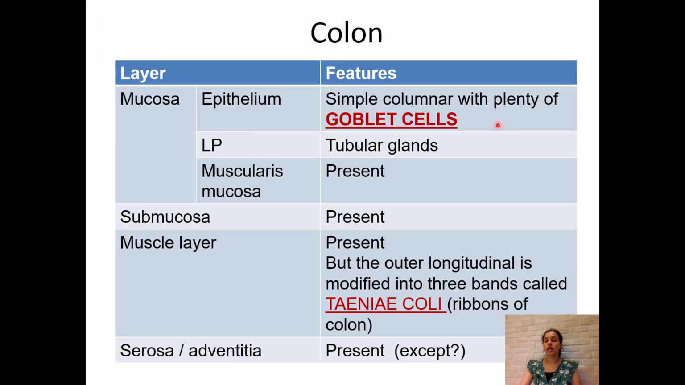So: simple columnar epithelium with plenty of goblet cells. They have tubular glands, muscularis mucosa present, submucosa present, and muscle layer. The outer longitudinal layer is modified into three bands called tinea coli. Okay, ribbon-like bands. Serosa or adventitia: the segments of the large intestine enclosed within the peritoneum have serosa, and the rest have adventitia.